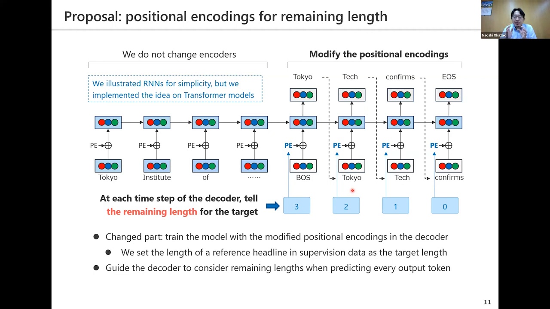And in order to realize this, we don't have to introduce embeddings for special tokens. We just change the formula for computing the positional encodings in the transformer. But I won't go into the detail in this presentation. So what we need is to change a few lines of code in the transformer implementation and train a transformer model with modified positional encoding. In this way, we can guide the decoder to consider remaining lengths when predicting every output token.